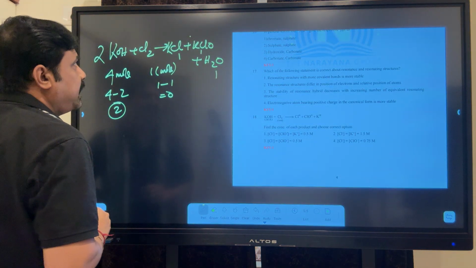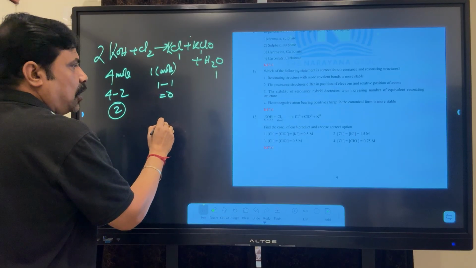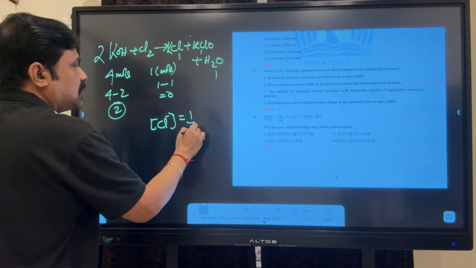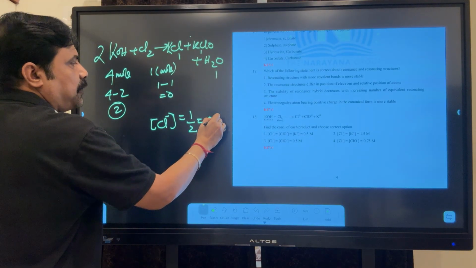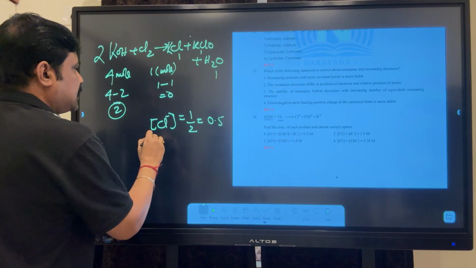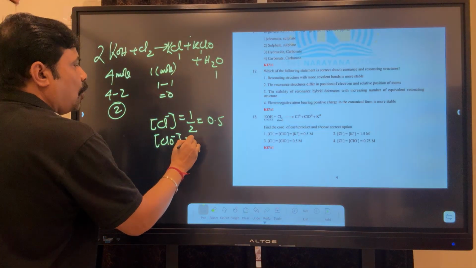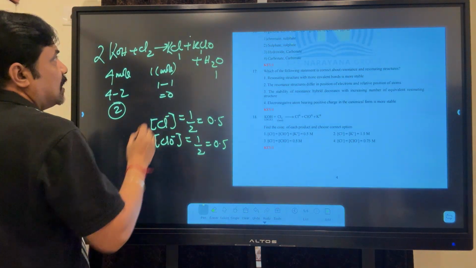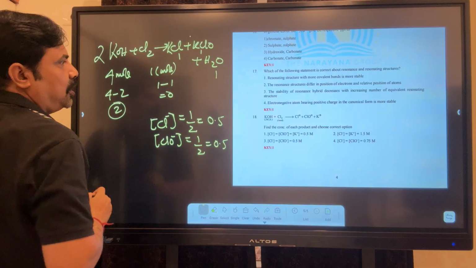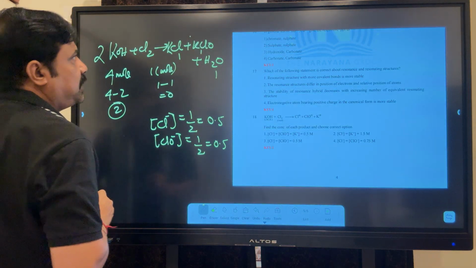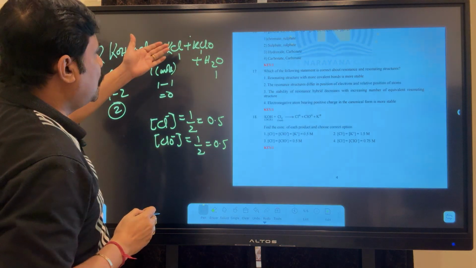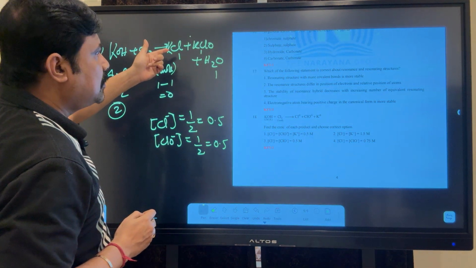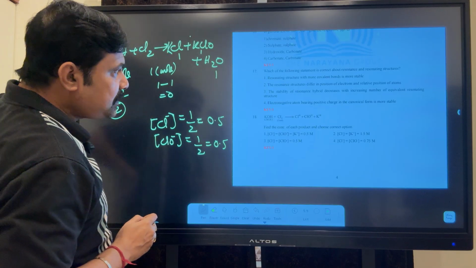Now they are asking the chloride concentration. 1 mole divided by the volume of the solution, 2 liters, which is nothing but 0.5. Now what is the ClO concentration? 1 mole over the volume of the solution, 2 liters, is 0.5. What is the potassium concentration? Potassium here 1 mole, here also if you look, potassium will be there. Here you will get 1 mole of potassium, and here also 1 mole.